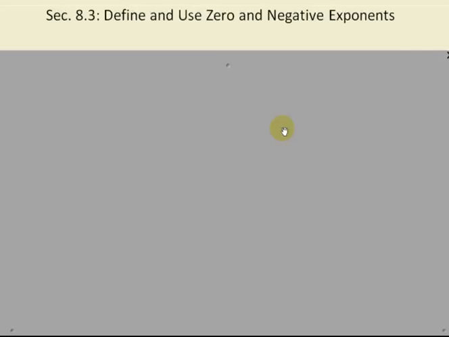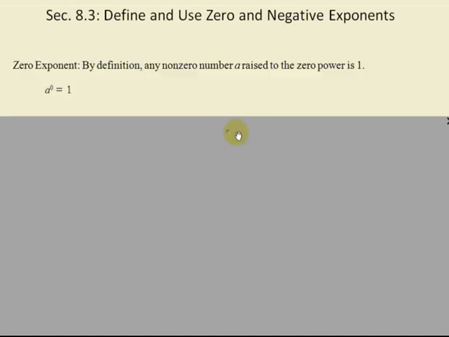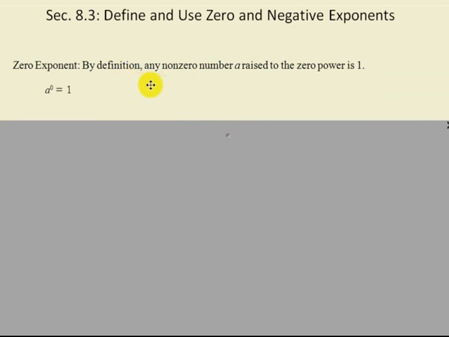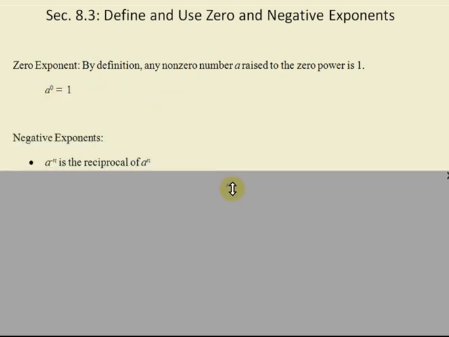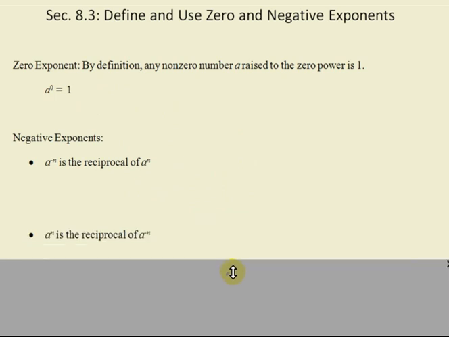So far we've looked at what happens with exponents when we multiply or divide powers, but so far we've looked at positive exponents. Now we're going to take a look at zero and negative exponents. So first of all, for zero exponents, we're going to say that by definition, any non-zero number a raised to the zero power is simply equal to 1, and this is something you pretty much just have to memorize for now. Okay, now what about negative exponents?